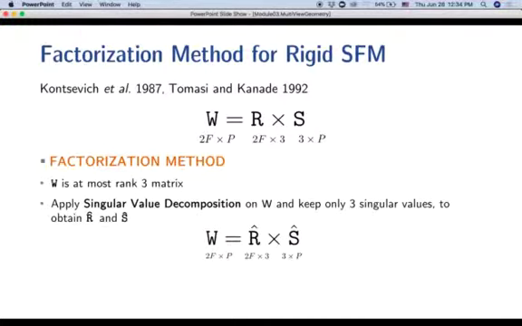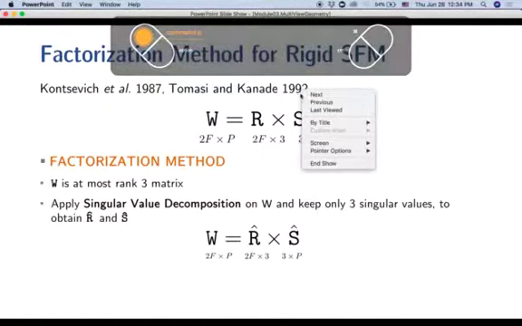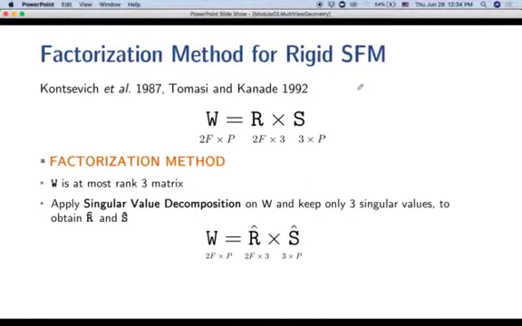what does that really mean? That when I do SVD of W into a U S V transpose, right? That's what I'll do. Okay, so what would be the size here? W is 2F by P. Okay, so U will be an orthonormal matrix which is 2F by 2F, right?